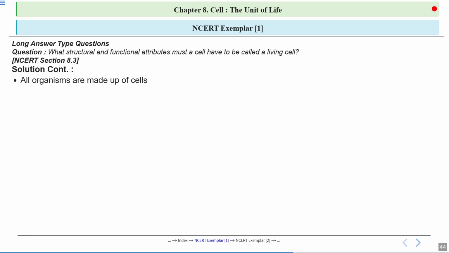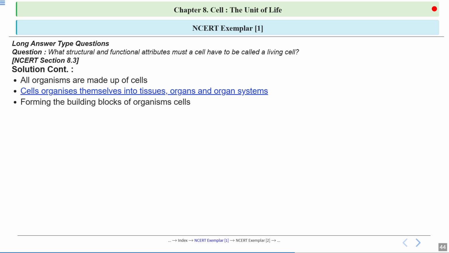Now, all organisms are made up of cells. Cells organize themselves into tissues and then organs. Organs combine to form the organ system. These are the levels of organization. Cells combine to form tissues, tissues combine to form organs, and organs combine to form organ systems, and from the organ systems, if they combine together, it gives you the entire organism. Clear? So they are forming the building blocks of the organism, the cell.